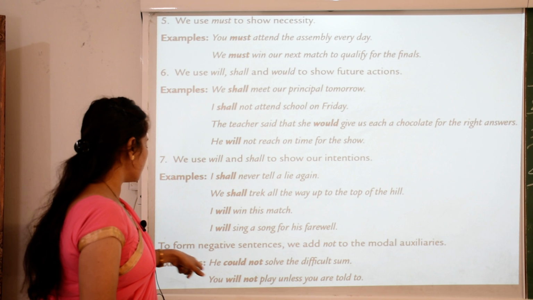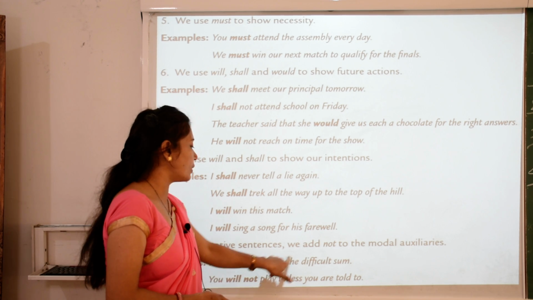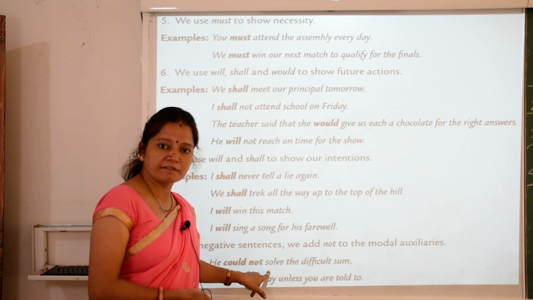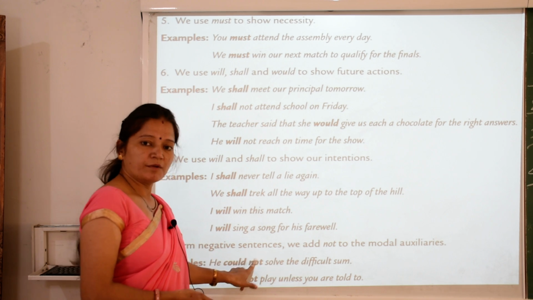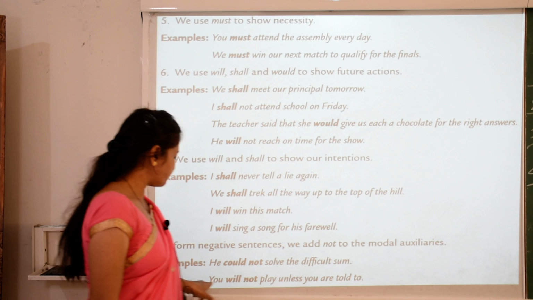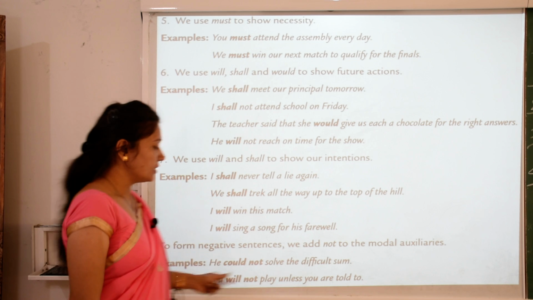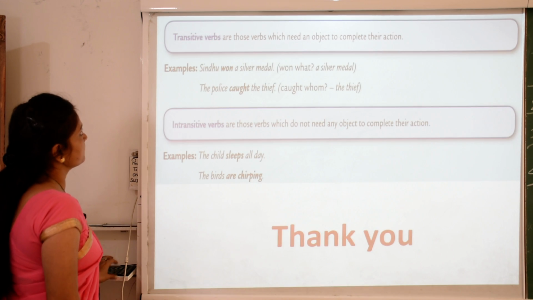Okay, let's understand this with an example. He could not solve the difficult sum. Okay, it is a negative sentence, and to show a negative sentence we add not to the modal auxiliaries. Okay, you will not play unless you are told to. So that is our negative sentence.